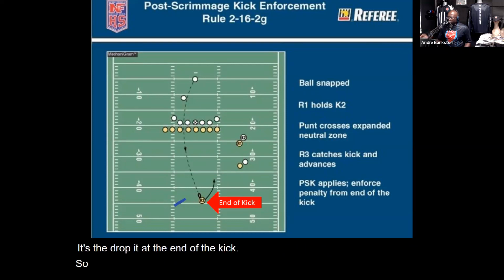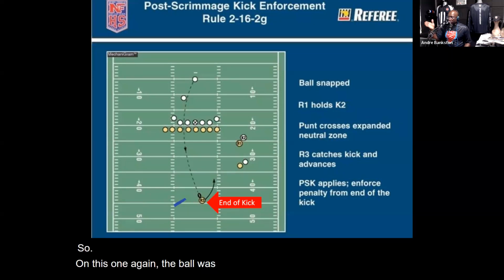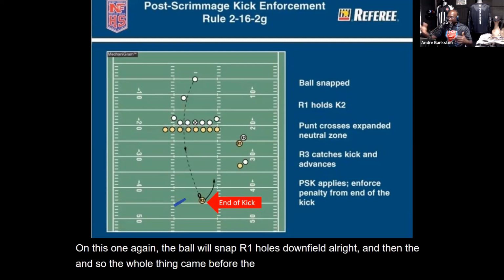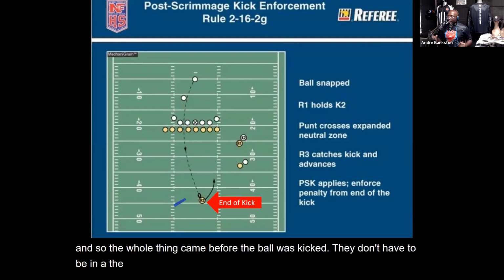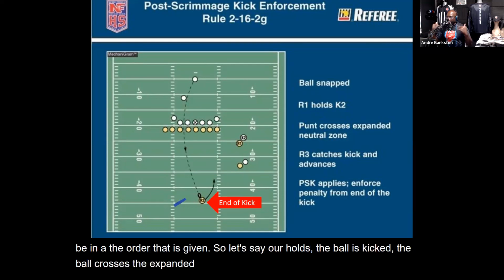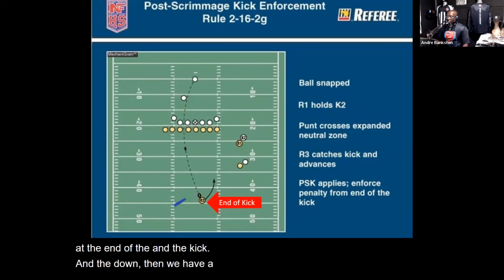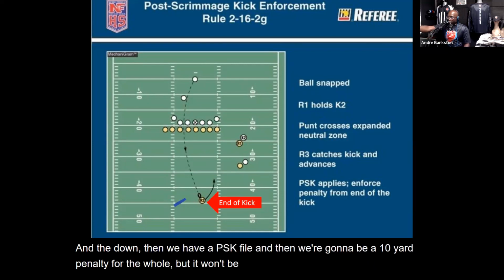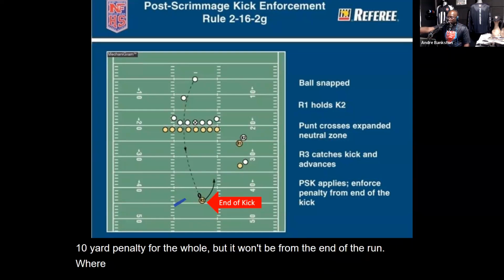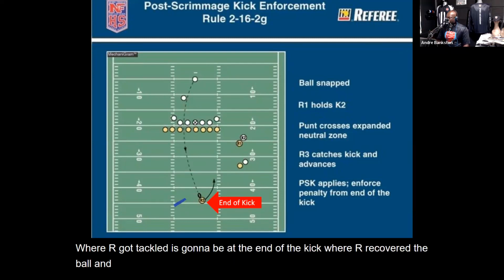So on this one, again, the ball was snapped, R1 holds downfield. And so the hold came before the ball was kicked. They don't have to be in the order that is given. So let's say R holds, the ball is kicked, the ball crosses the expanded neutral zone, and R is the last one that has the ball at the end of the kick, at the end of the down. Then we have a PSK foul, and it's gonna be a 10-yard penalty for the hold, but it won't be from the end of the run where R got tackled. It's gonna be at the end of the kick where R recovered the ball. And again, that's why we drop a beanbag.